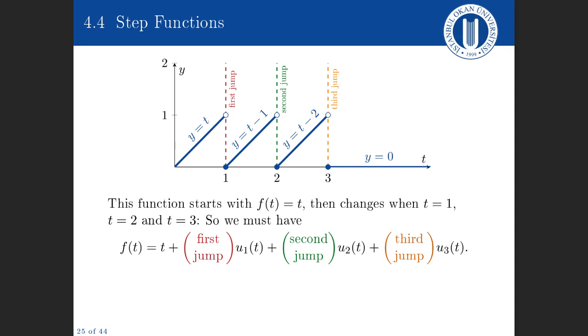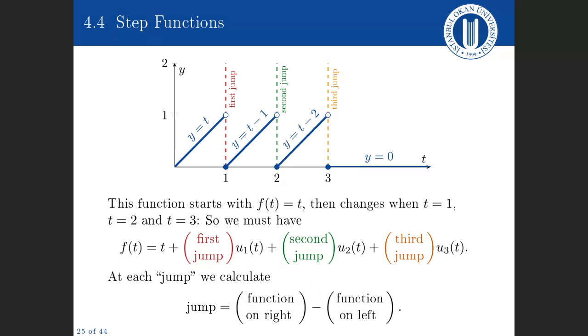So we know that the function must look like this. We start with t. The first part of the function is t. We have a change or a jump at 1, so plus something u1. There's another change or jump at 2, so plus something u2, and then plus something u3, because there's another change happening at t equal to 3. At each one of these jumps, or each one of these changes, we're going to calculate function on the right minus function on the left.